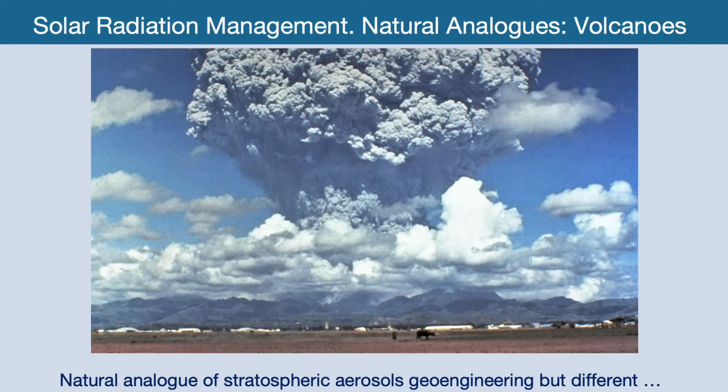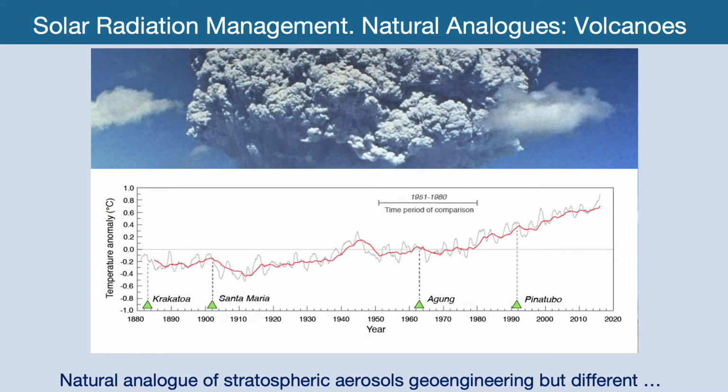This method is based on natural analogues. The eruption of large volcanoes has injected large amounts of sulfur into the stratosphere, which resulted in a significant increase of stratospheric sulfate. The surface temperature anomalies with regard to 1970 conditions show a measurable decrease in surface temperatures after large volcanic eruptions.